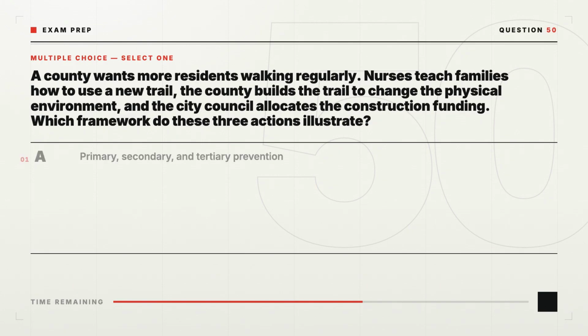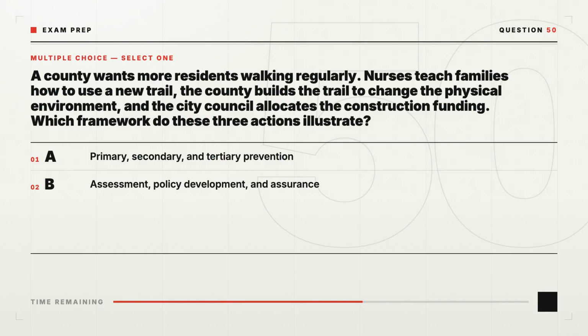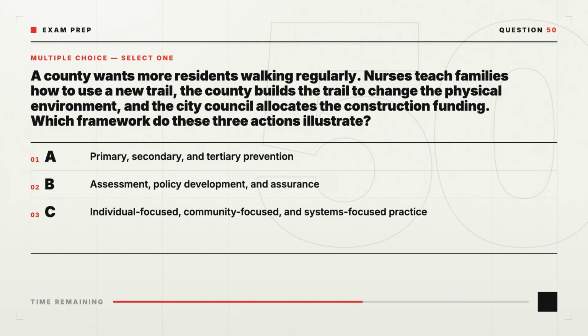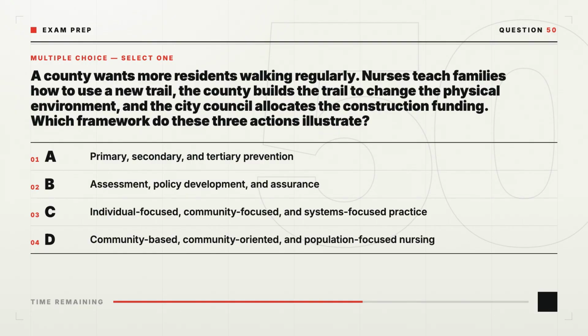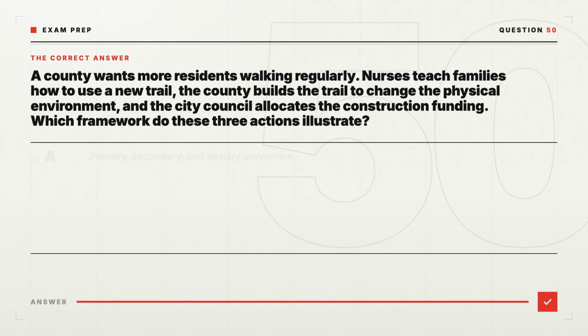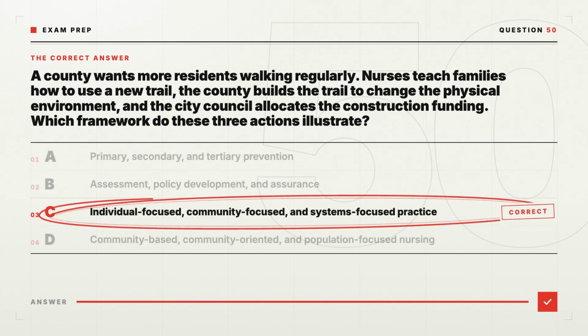Your options are A. Primary, secondary, and tertiary prevention. B. Assessment, policy development, and assurance. C. Individual-focused, community-focused, and systems-focused practice. D. Community-based, community-oriented, and population-focused nursing. Take a second. Which answer would you pick? The correct answer is C. Individual-focused, community-focused, and systems-focused practice.